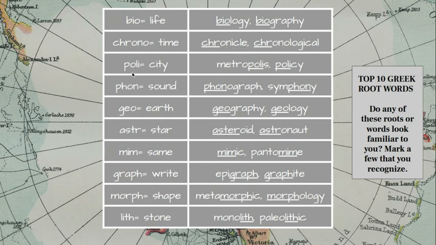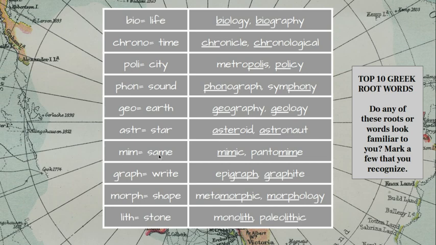The third word, poly or poli, meaning city, like in the word metropolis or metropolis, depending on how you pronounce it, and policy. The fourth one is phone or phon, meaning sound, like in the word phonograph or symphony. Then we have geo, meaning earth, like in the word geography or geology. Aster means star, like in the word asteroid or astronaut.